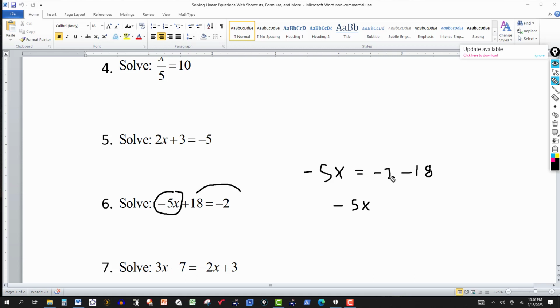So the signs are the same. You're going to add them. 2 and 18 is 20. Because they're both negative, the sign comes along negative. Now, we still want to make this a 1x. So we're going to get rid of that negative 5.